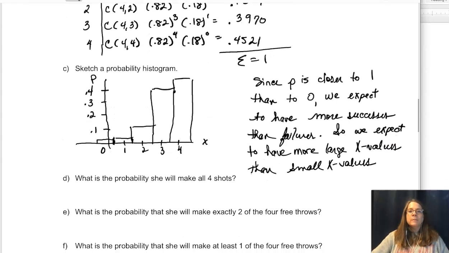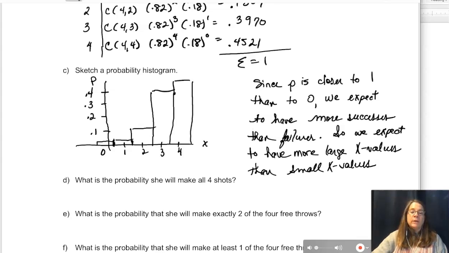So this is going to be the shape of your graph whenever your probability value is large. If it's closer to 1 than it is to 0, we would expect to have taller bars for larger values of x and shorter bars for small values of x, because we expect to see success happen more often than failure.